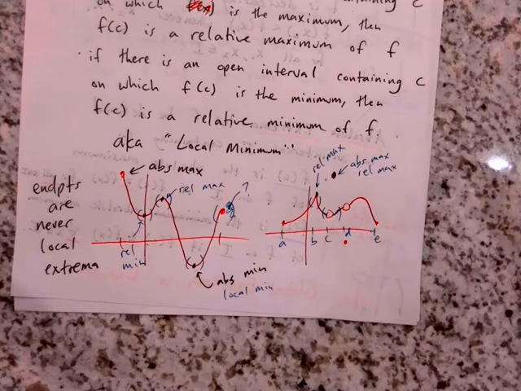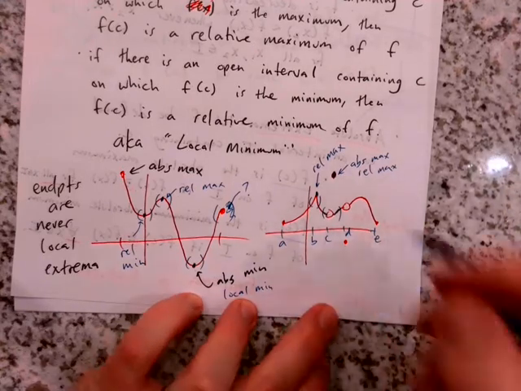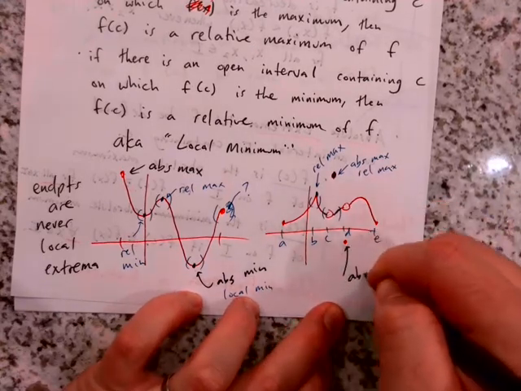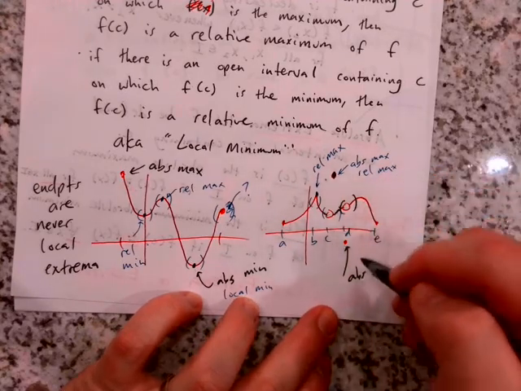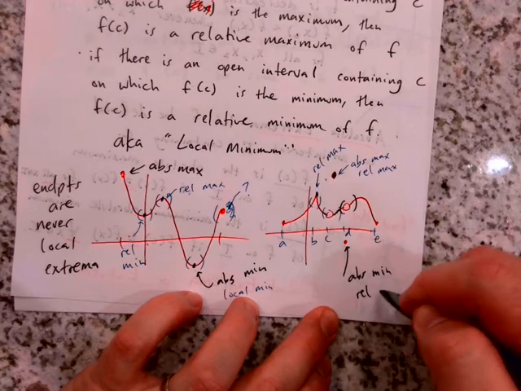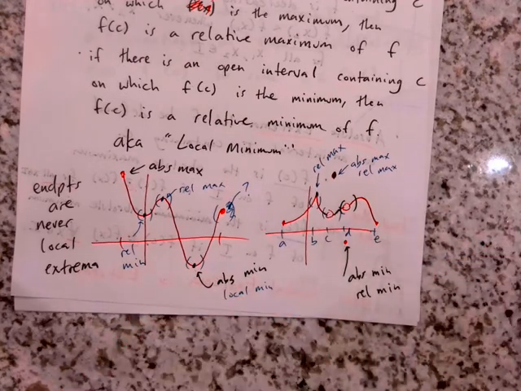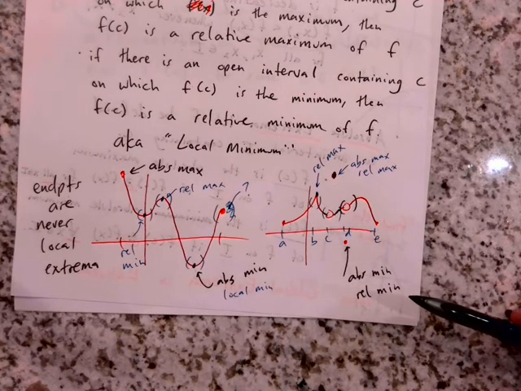At D, a very similar thing happens. It's the absolute min, because it's the lowest point of all. But if you check out that interval right there, this is the lowest point. So it's a relative minimum too. Because again, relative extrema do not need continuity. You just have to have an open interval about the point on which your function is defined. And then E is nothing. It's not a relative max, not a relative min because it's an endpoint. It's not absolute max or min.